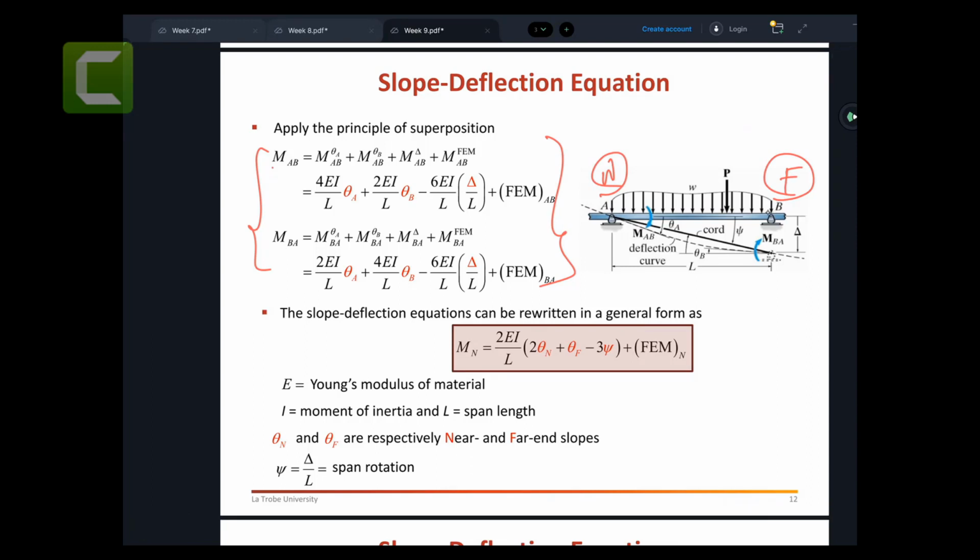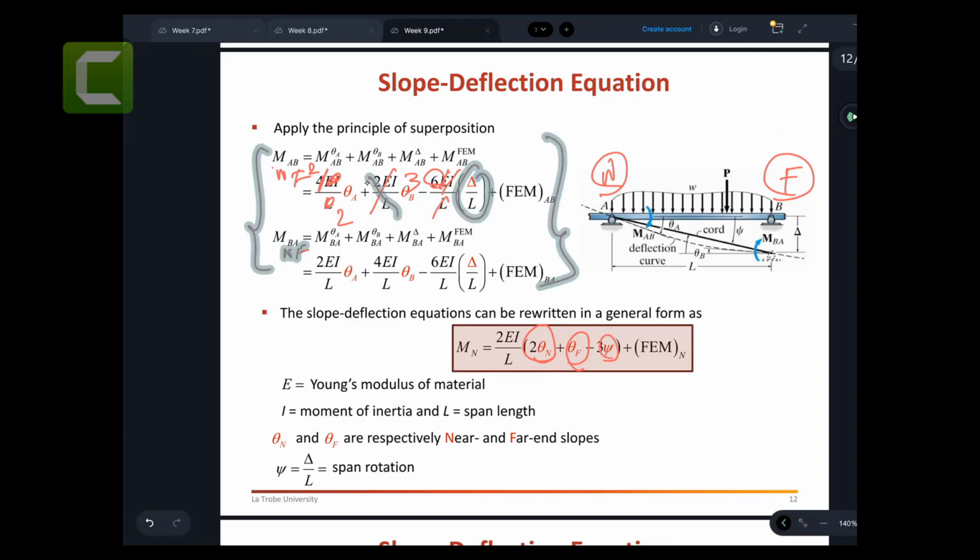So if you have moment near far, this is the near node here and the far node here. If I take out 2EI/L here, if I take the 2 from here, EI gone, L gone, so here you have 2. So 2 theta N, where A is the near node, and 2EI/L common. This one completely gone, and B is the far node, so theta B. Minus 3, this EI gone, L gone, and 6 out of 6, 2, so 3. And this one is your span rotation, which is delta on L, so we put psi, plus the fixed end moment.